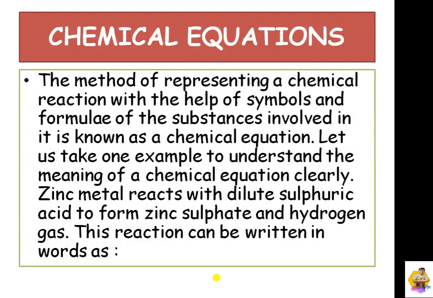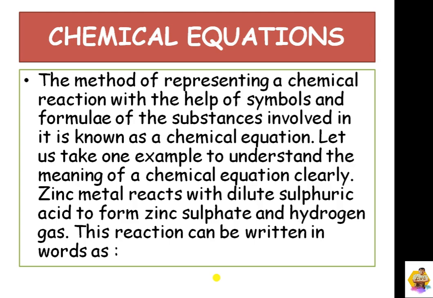So today basically we are going to know what is a chemical equation. The method of representing a chemical reaction with the help of symbol and formula of the substance involved in it is known as a chemical equation. So basically what we do, we just write down the symbol and the formula of the particular reacting substances and we write it as a chemical equation.